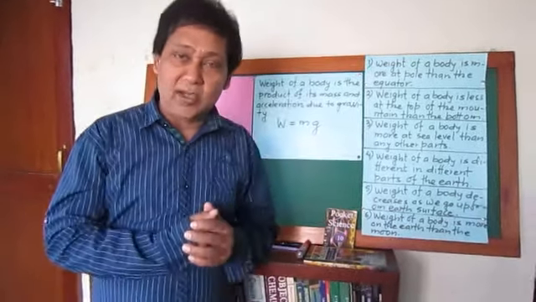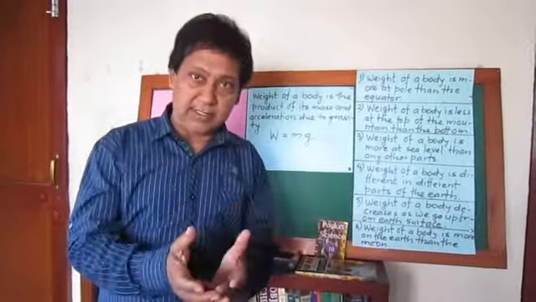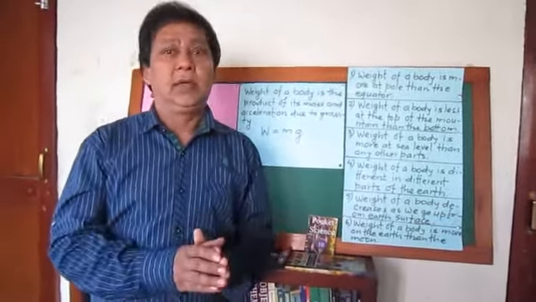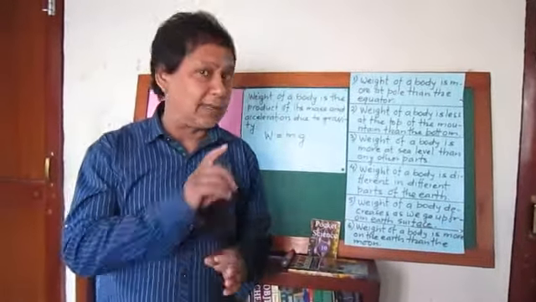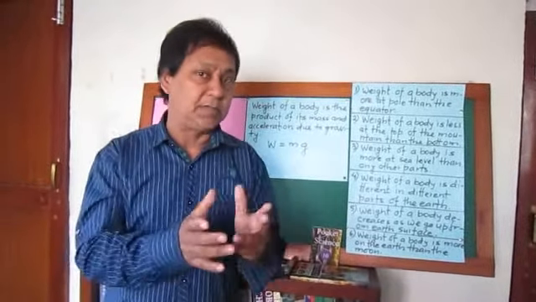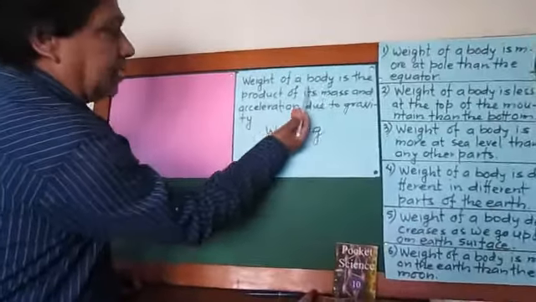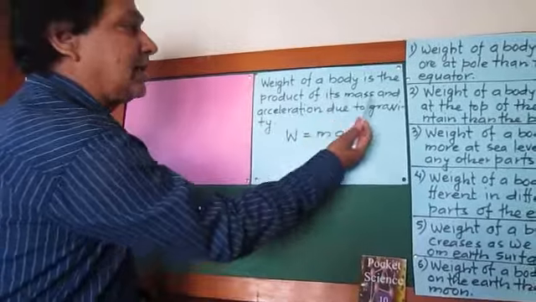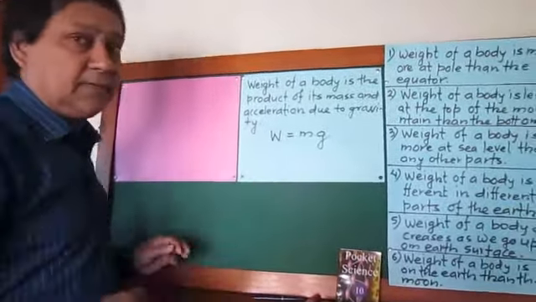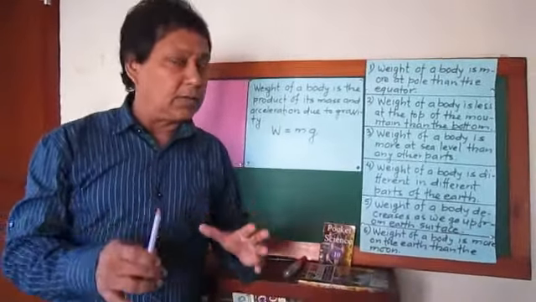The force with which Earth attracts a body towards its center is the weight of that body. I told you this previously. If weight is force, then force is expressed in terms of mass and acceleration. So we can define weight again in terms of measurement this way: weight of a body is the product of its mass and acceleration due to gravity. W equals mg. This way, weight is the product of mass and acceleration due to gravity.